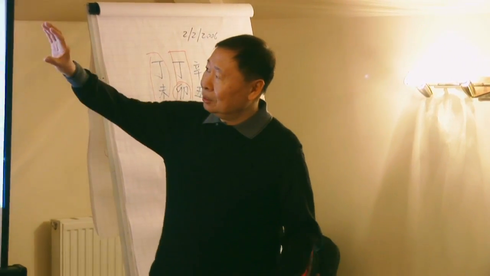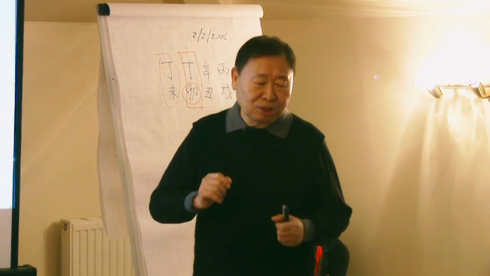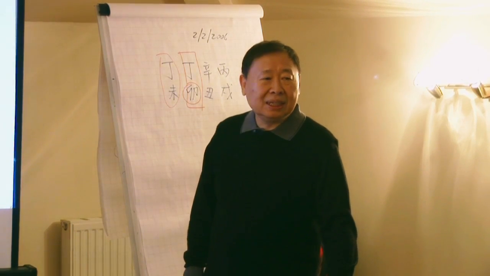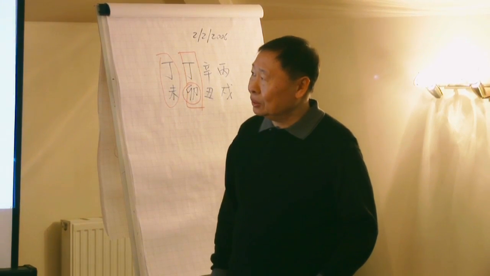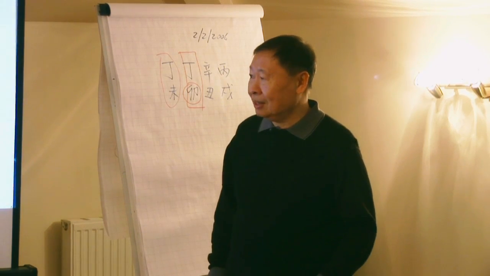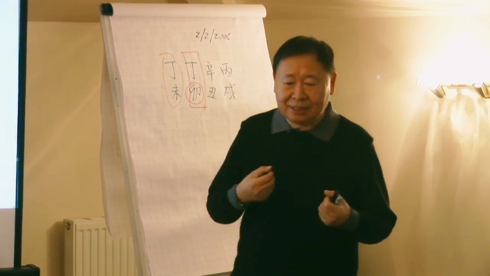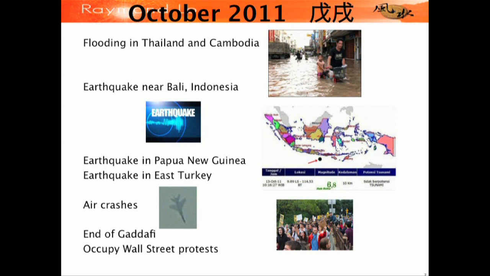So comparatively, the water and the earth relationship is not so much in conflict. So therefore, that means we do not expect so much violence like the metal and wood conflict in the past 2 years. So therefore, to examine what will happen in the year of the dragon.